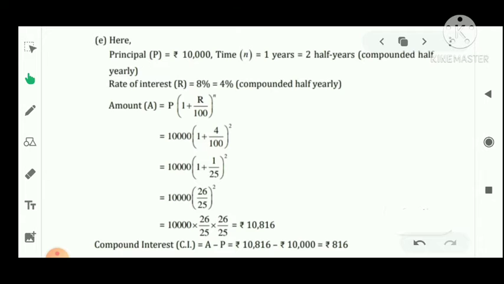In the E part, students, the principal value is given as rupees 10,000. Time is given as 1 year. Like the previous question, we have to convert it into 2 half years, and the rate is given as 8%. That means after dividing it by 2, we get 4% compounded half yearly. Now again put the values of P, R and N here. That means P's value is 10,000, R's value is 4 and N's value is 2. And after solving it, its value is 10,816. Then students, you have to find the compound interest like the previous questions. I think now you are able to complete question number 1.